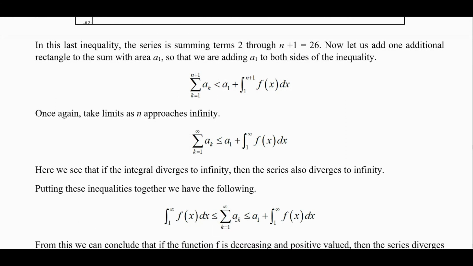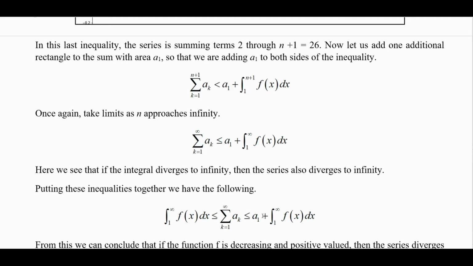So putting this together, we've got that the series, the sum from k equals 1 to infinity of a sub k, is greater than the integral from 1 to infinity of f of x dx, and it's less than or equal to a1 plus the integral from 1 to infinity of f of x dx. Okay, so if one of these three diverges, they all three diverge. If one of these three converges, they all three converge. But when it does converge, it gives you some bounds, a lower and upper bound.